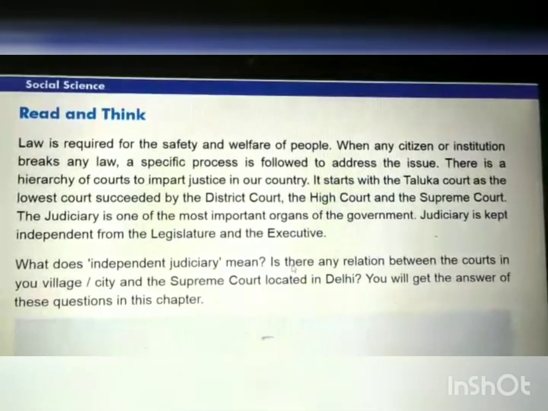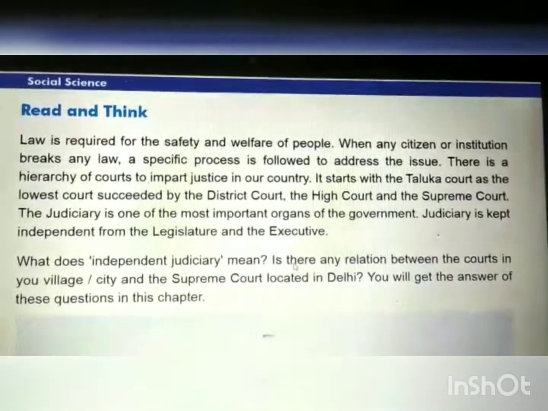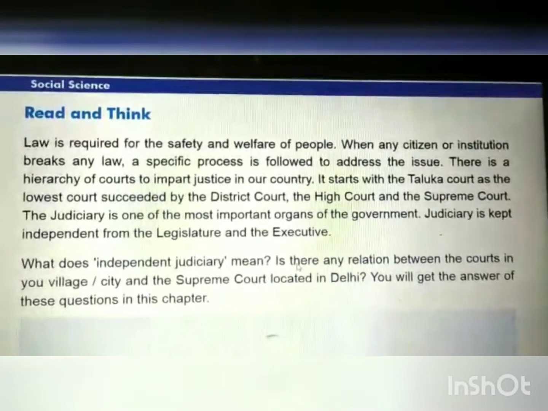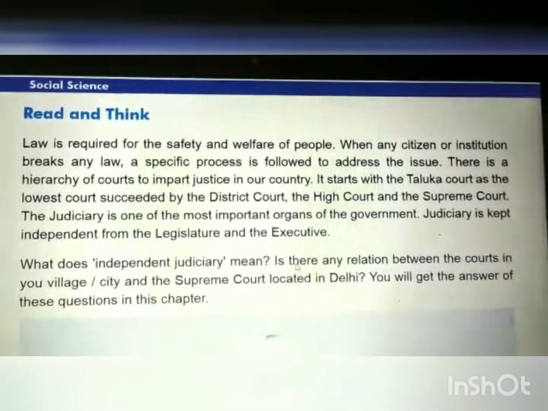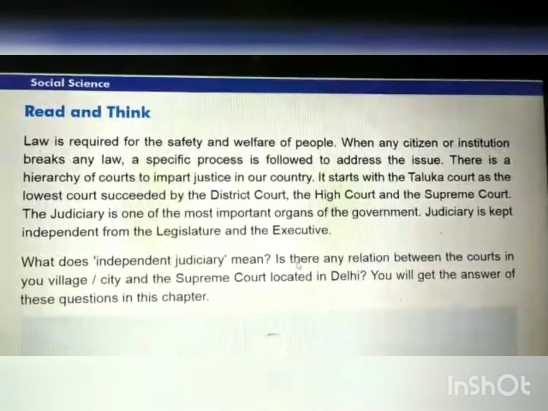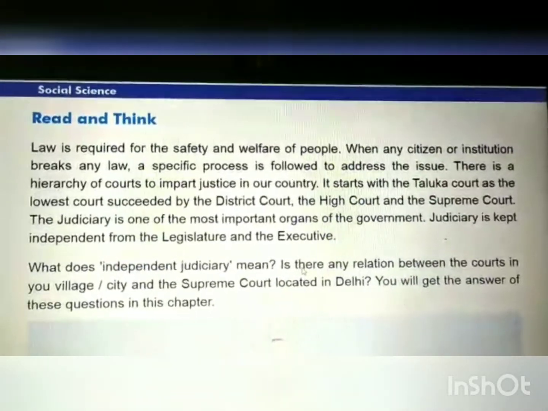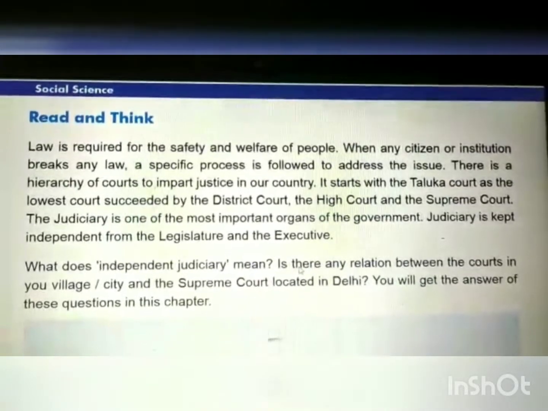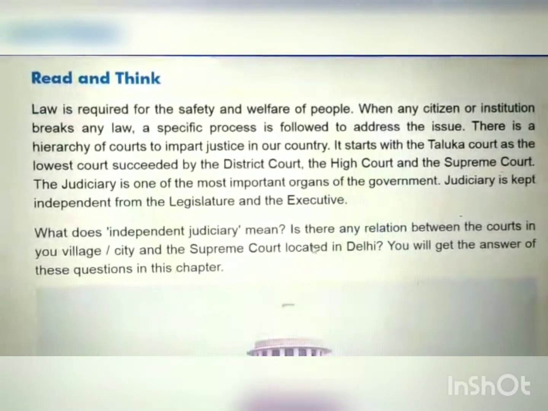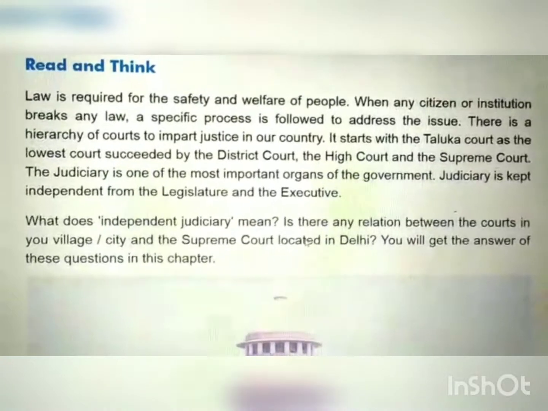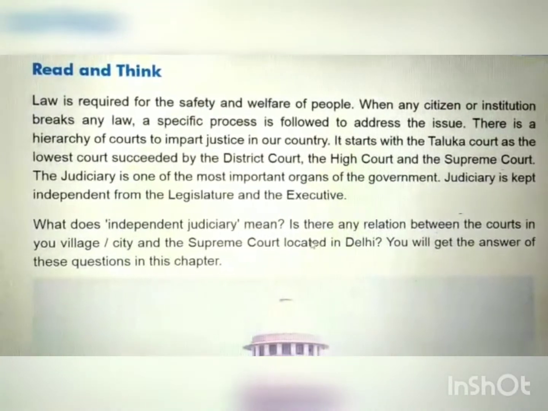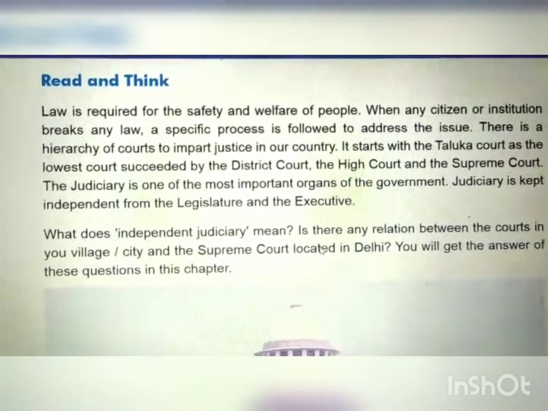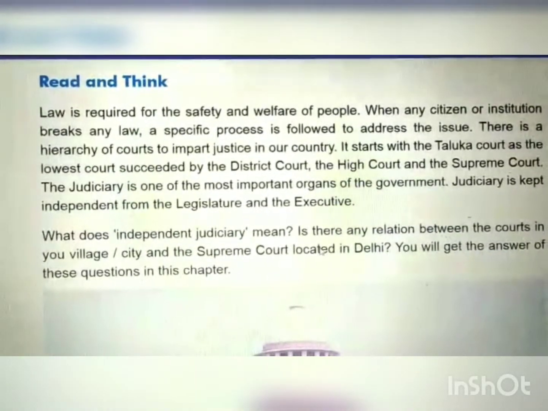Now children, we have learned about the three organs of the government. First one was the legislature, second one was executive and third was judiciary. Among all the three, judiciary is the most important organ and it is totally kept separate from the legislature and executive. What does independent judiciary mean? Is there any relation between the courts in your village, city and the Supreme Court located in Delhi? You will get the answer to these questions in this chapter.